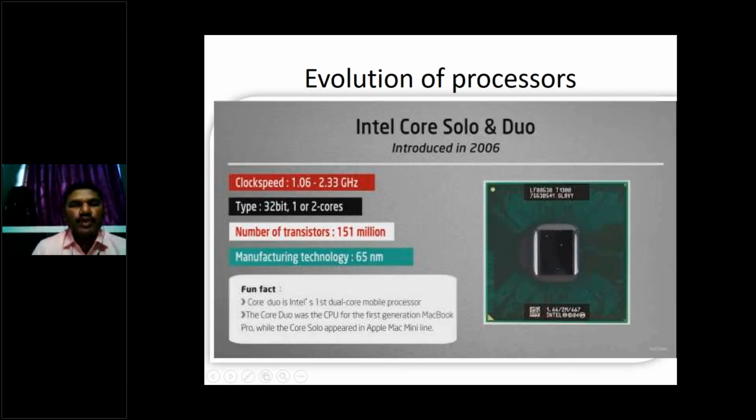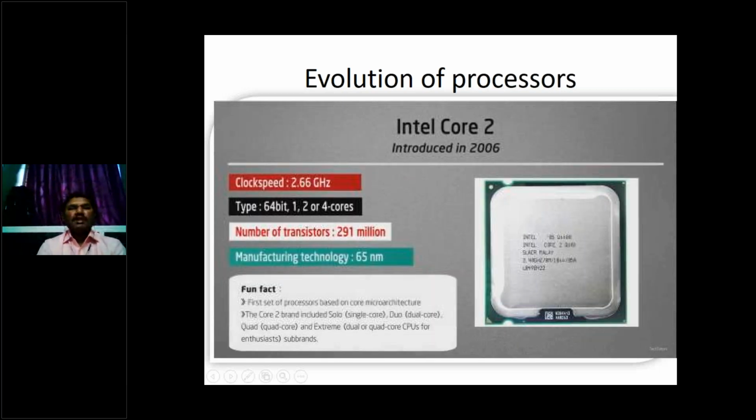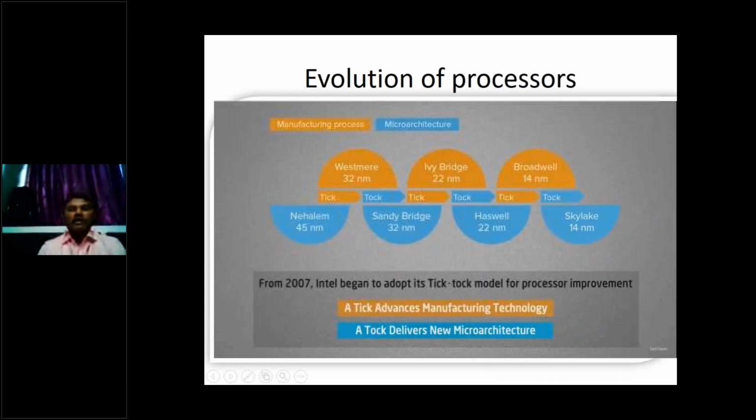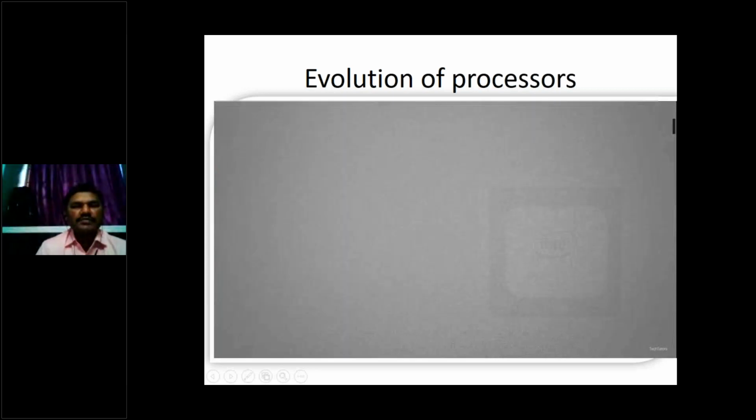Intel Core Solo and Duo, 2006 onwards, dual core processors were introduced. In 2006, Core 2 Duo, 291 million transistors. And this is the evolution of different microprocessors. This is in 2008, ICs at 1.86 GHz.